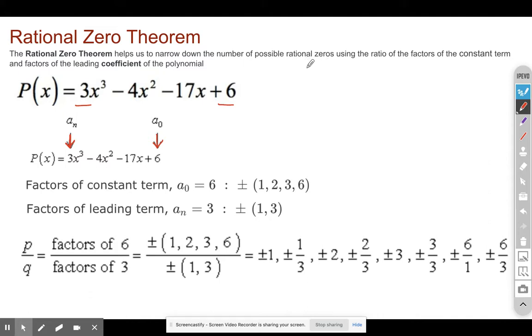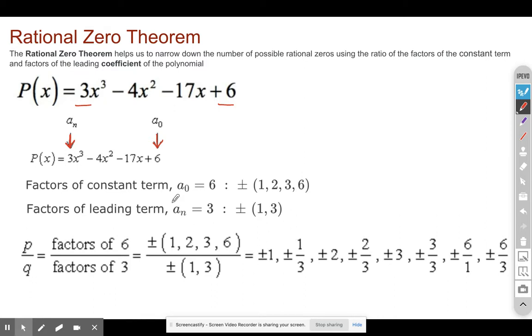Rational numbers are numbers that can be written like a fraction, like an integer or a fraction, not irrational and not imaginary. Irrationals are square roots, and imaginaries have i's.